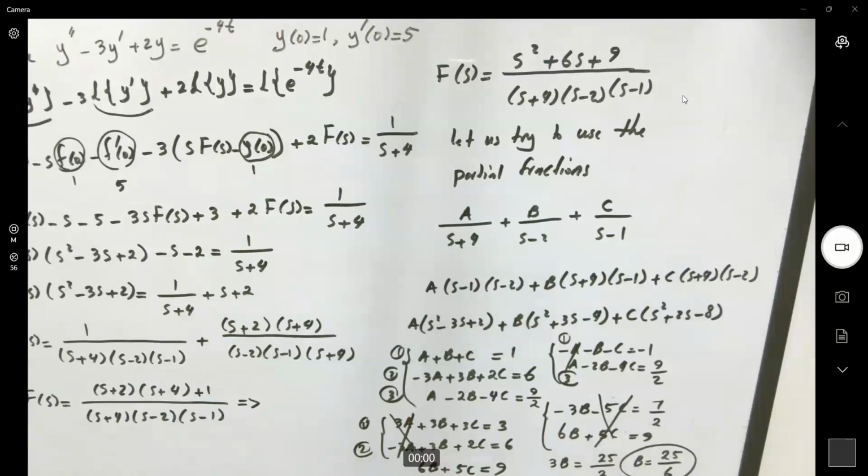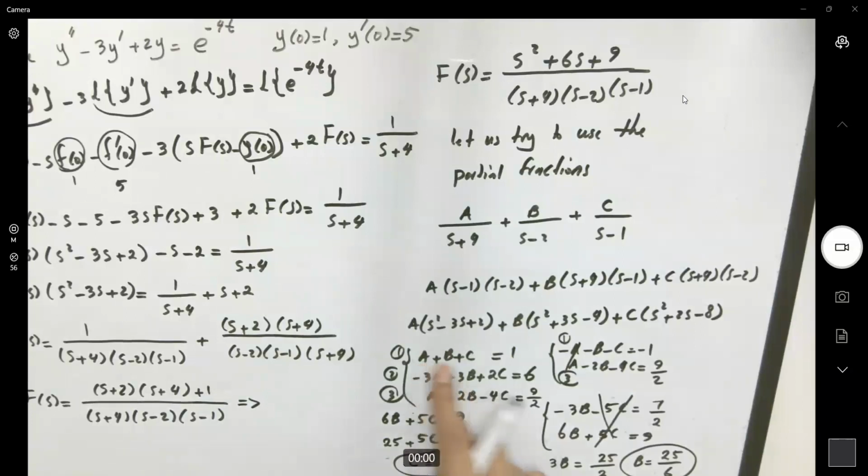So let us plug that into, for example, this equation that we have. I'm going to copy this down here. So we have 6b plus 5c equals 9. I'm going to copy down 25 over 6 here. So you get 25 plus 5c equals 9. So 5c becomes 9 minus 25, so you get negative 16. So c is negative 16 divided by 5. So we found b, we found c.